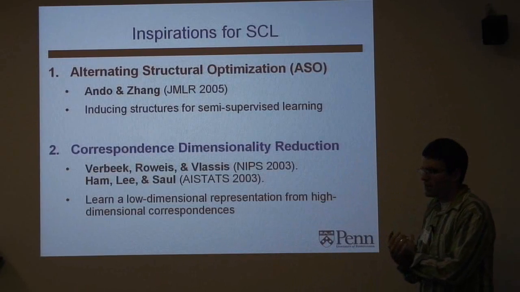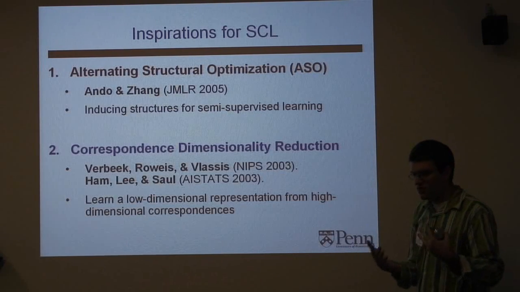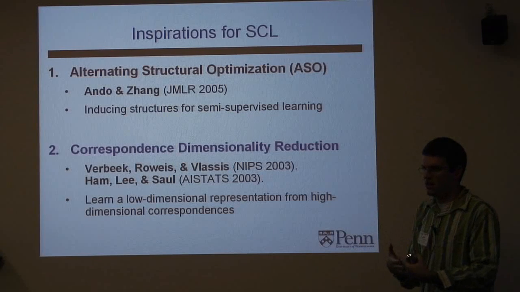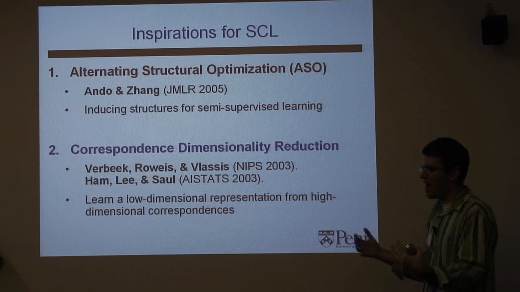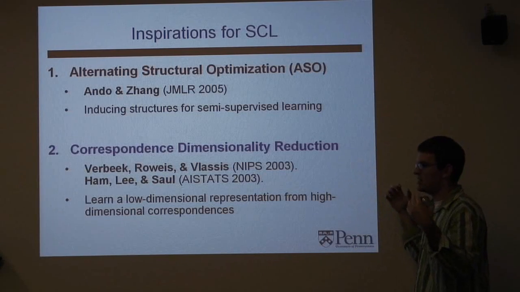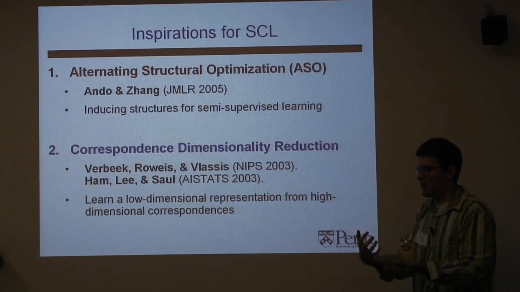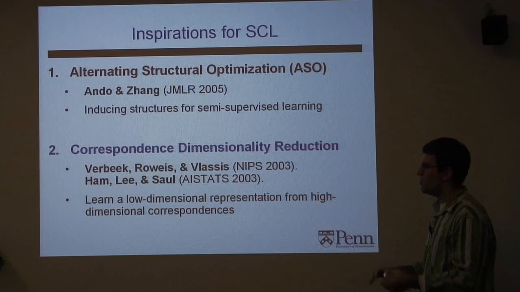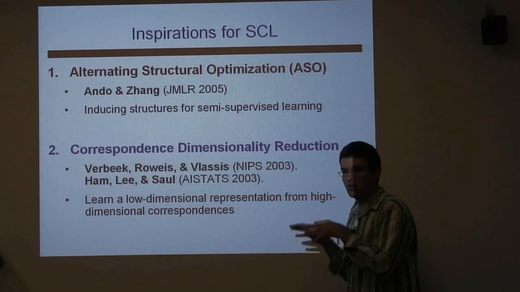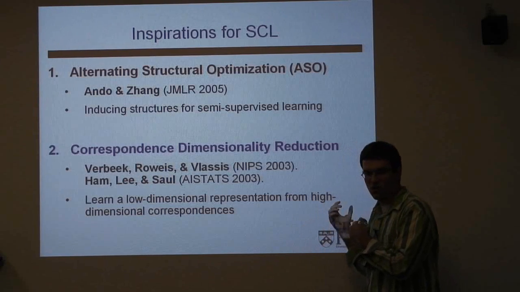And the second is, for those of you who know dimensionality reduction, this area of correspondence dimensionality reduction. The idea there is that you have some high-dimensional representations of a single low-dimensional manifold, and you want to learn a manifold that respects these high-dimensional representations, these high-dimensional correspondences.